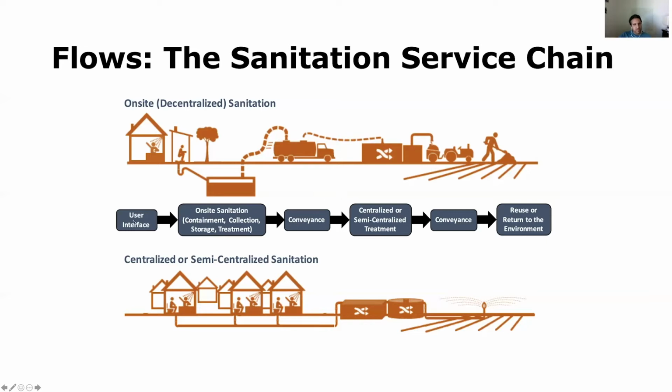So we have the user interface, on-site sanitation, if applicable, followed by conveyance, and then centralized or semi-centralized treatment. After treatment, there's also conveyance to the final point of end use, return to the environment, or reuse of water or biosolids. So the wastewater treatment is really just this centralized or semi-centralized treatment component of the overall service chain.